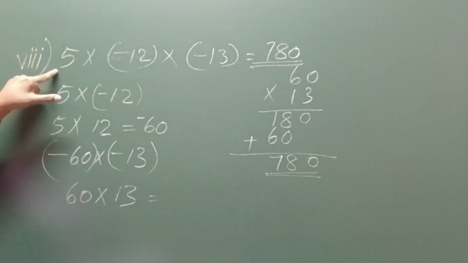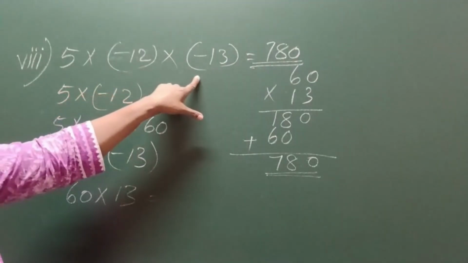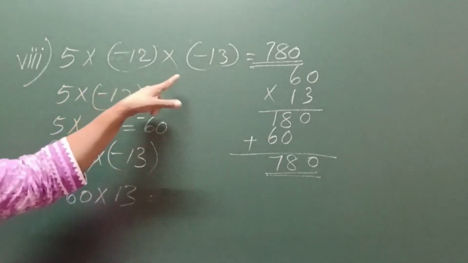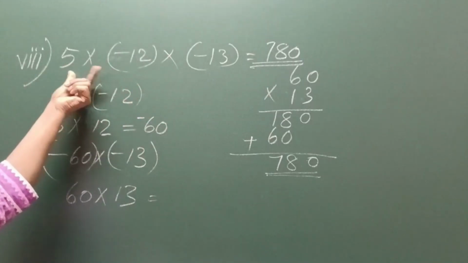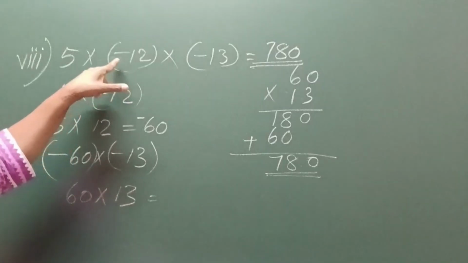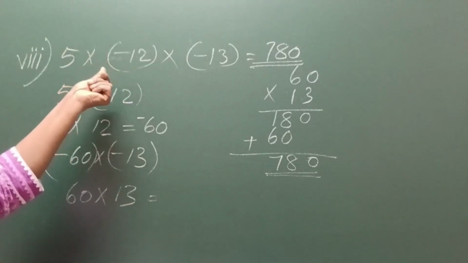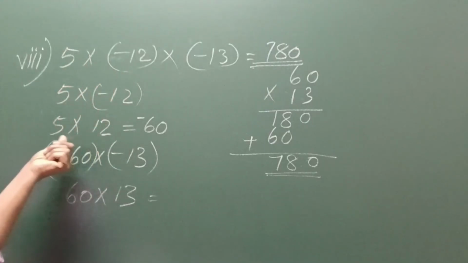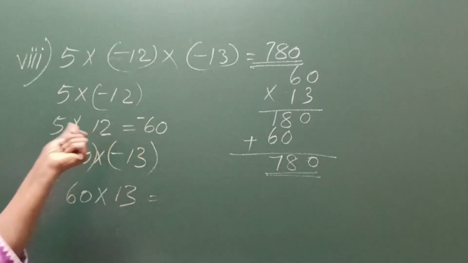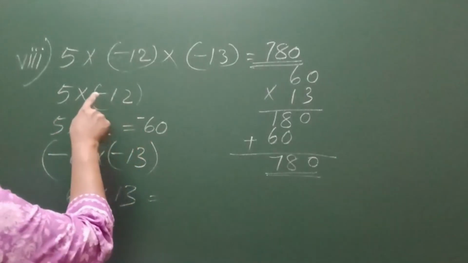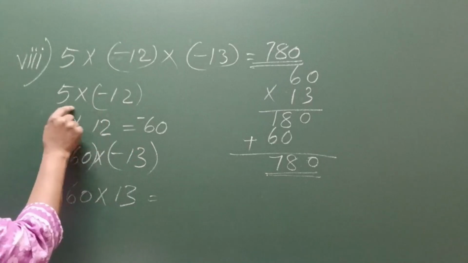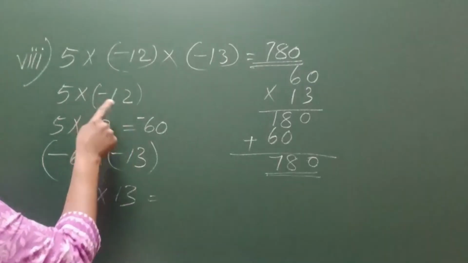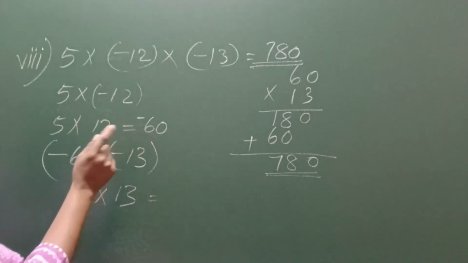Once again, this question: 5 into minus 12 into minus 13. Here one is a positive integer and both the other integers are negative. First we have to do 5 into minus 12. Find the absolute value of minus 12, that is 12. So 5 into 12 we have done. Then after finding the product, we have to give the negative sign because these two have unlike signs. One is positive and one is negative. So that is how we get minus 60.